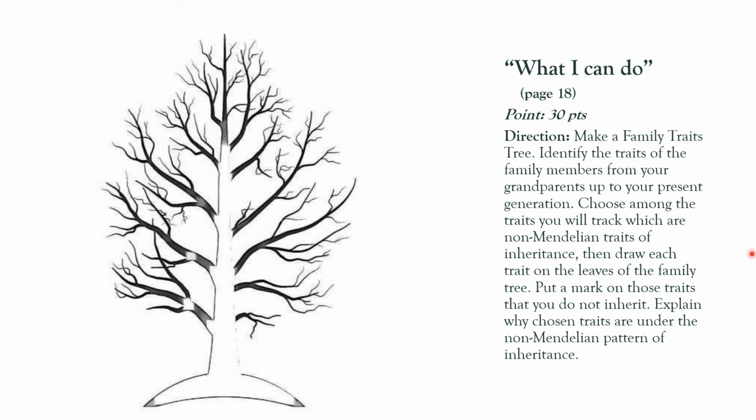Direction: make a family traits tree. Identify the traits of the family members from your grandparents up to your present generation. Choose among the traits you will track which are non-Mendelian traits of inheritance. Then draw each trait on the leaves of the family tree. You also have to explain why the chosen traits are under non-Mendelian patterns of inheritance.